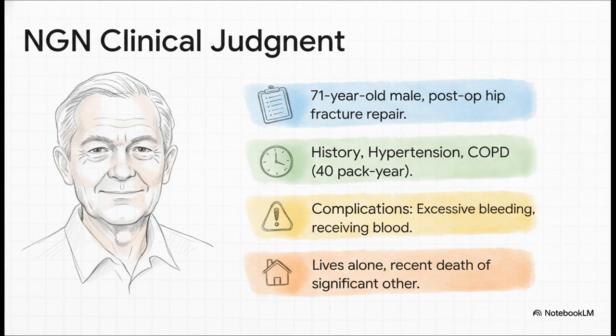Okay, it is time for our next-gen NCLEX case challenge. Get ready to put it all together. Here's your patient. He's a 71-year-old man who just had surgery to repair a broken hip. His history includes high blood pressure and COPD from a 40-pack-year smoking history. His surgery was rough, he had excessive bleeding, and he's actually getting a blood transfusion as we speak. To top it all off, he lives all by himself, and his significant other just recently passed away.